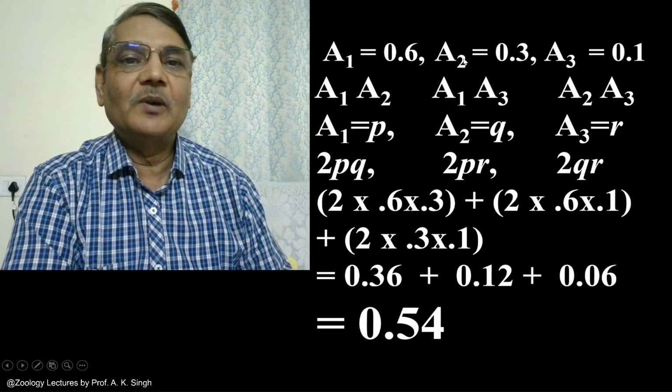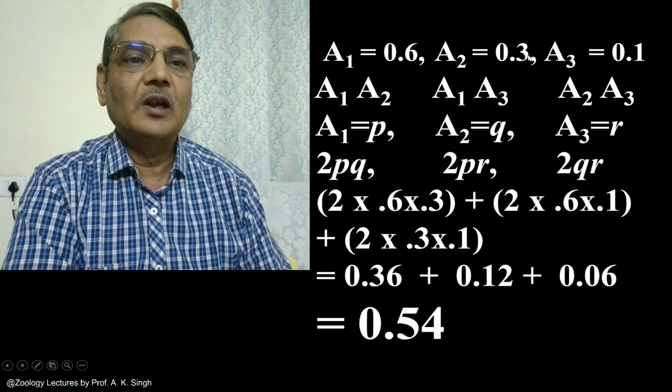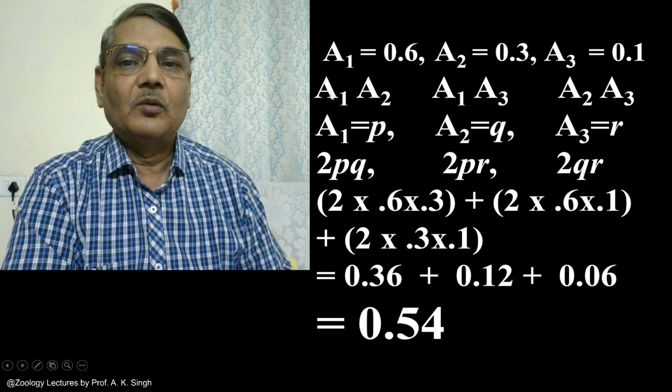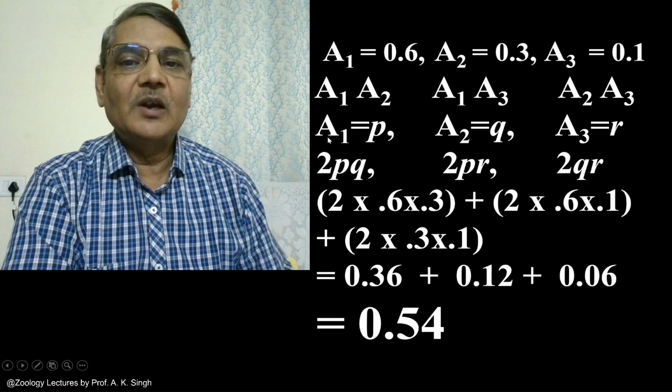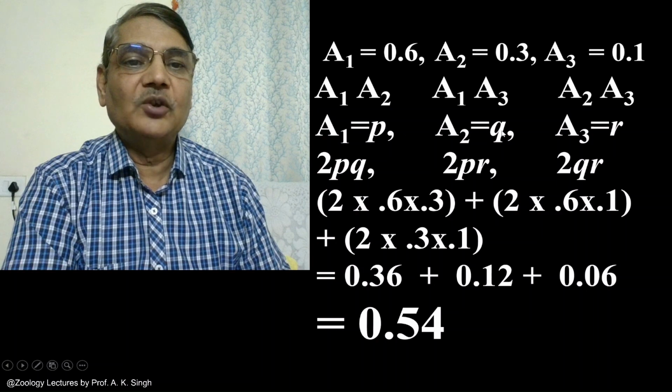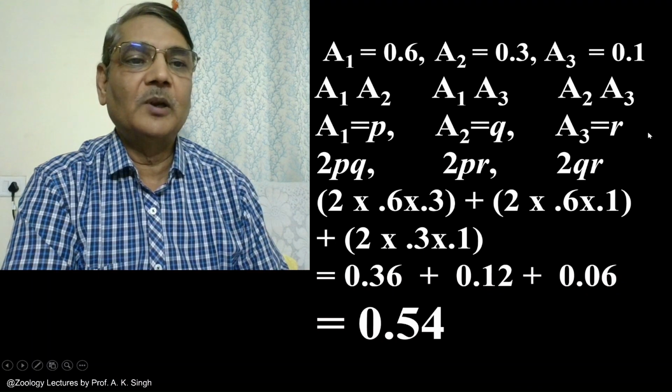Frequency of 3 alleles is given here: A1 is 0.6, A2 is 0.3 and A3, its frequency is 0.1. As I said, 3 different types of heterozygotes will be possible in this population for this gene locus. One will be A1A2, another will be A1A3, and third will be A2A3. And if the frequency of A1 is denoted as p, frequency of A2 as q, and frequency of A3 as r, then we all know that p plus q plus r will be equal to 1, according to Hardy-Weinberg equilibrium.